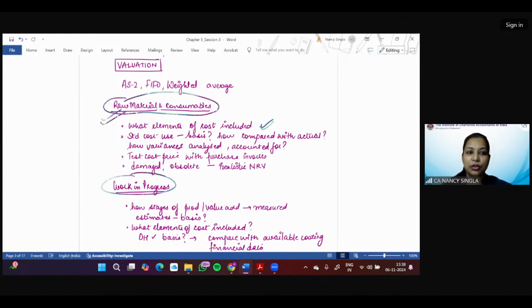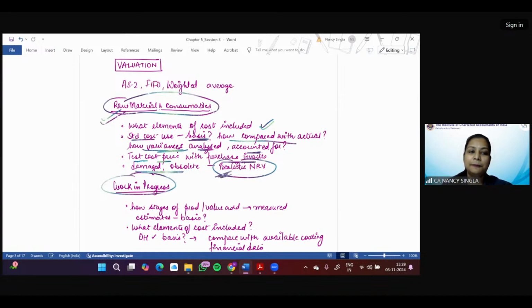And if the company is using standard cost, then what is the basis of that standard cost, how is the same compared with the actuals, and how are the variances analyzed and accounted for, right? The auditor will test the cost price with the purchase invoices. Whatever is the cost shown in the books of accounts, he is going to check it with the purchase invoices. And he will also perform audit procedures that the damaged and obsolete goods should be shown at what? Realistic net realizable value.